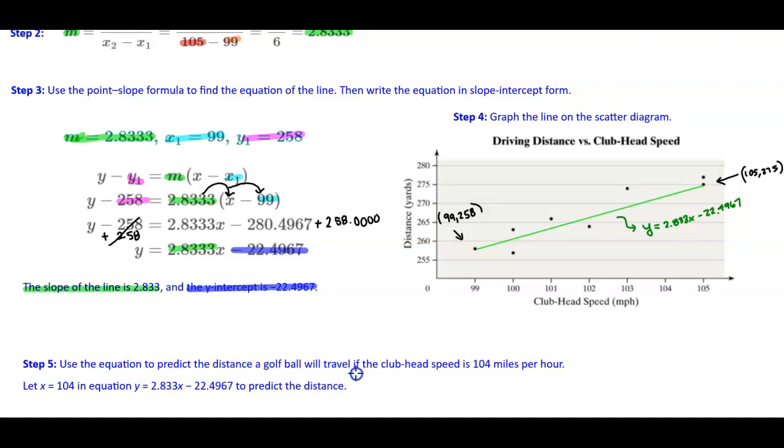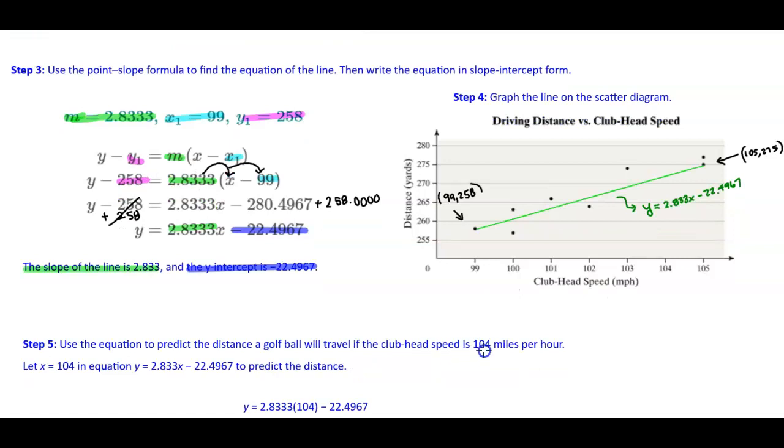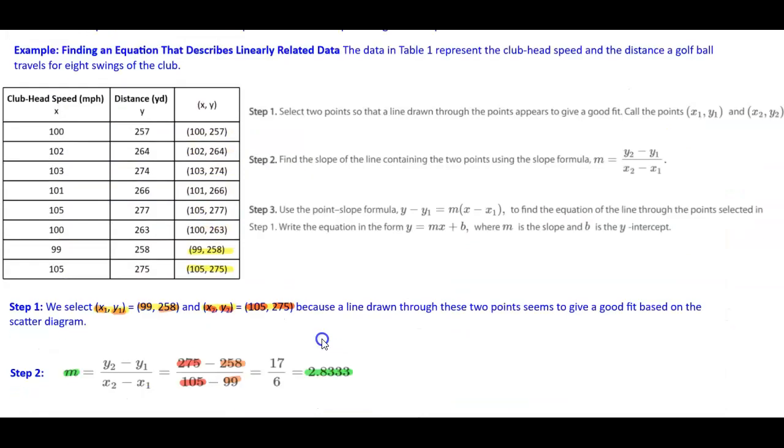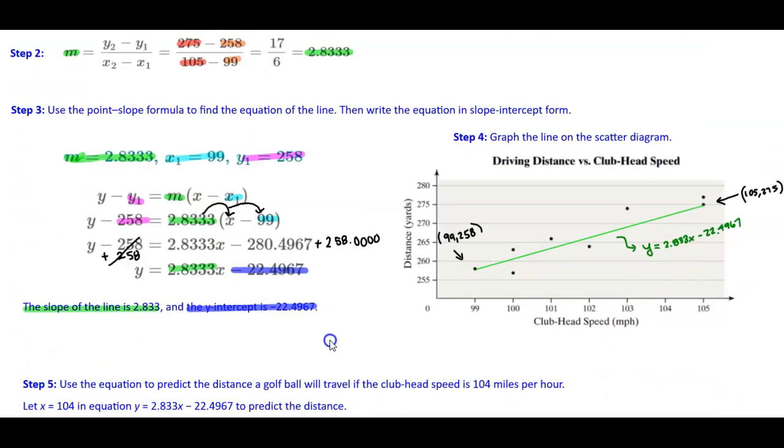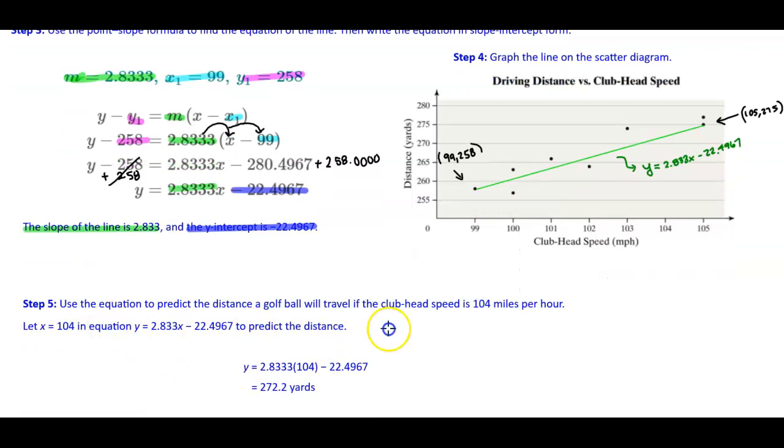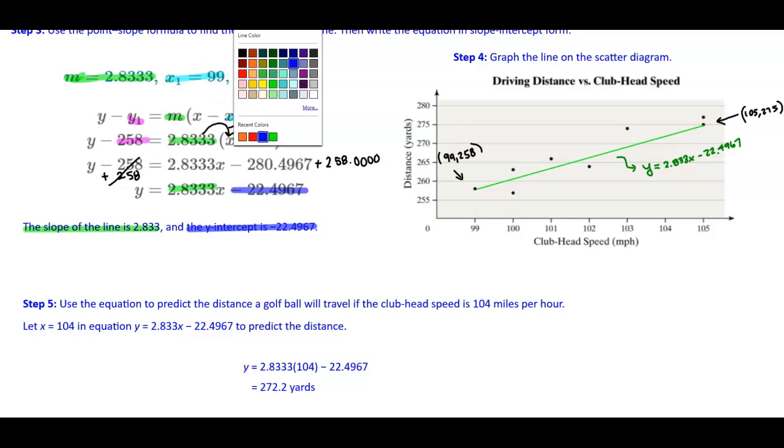Okay, and so now in step 5, we're going to use the equation to predict the distance a golf ball will travel if the club head speed is 104 miles per hour. Again, that was the question it was asking. So here, we're going to choose a value for x from the question. The key word in here is predict, when the club head speed is 104 miles per hour.